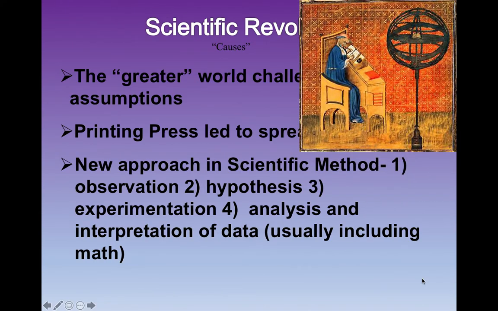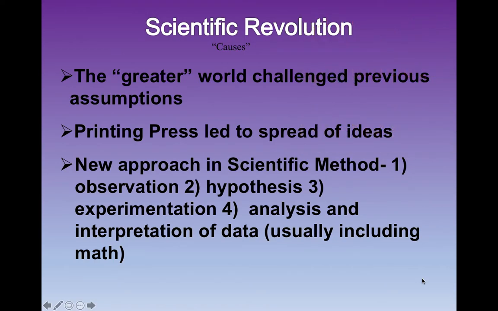New approach to the scientific method is going to happen during this time period as well. If you remember, the scientific method was originally proposed by Aristotle, and Aristotle was revered as total truth, and nobody really questioned his ideas. But then the scientific revolution comes along and people start to question those previous assumptions. So things like the scientific method here, where we have observation, hypothesis, experimentation, analysis, and interpretation of the data, usually including math. And you'll see a lot of math in this scientific revolution.